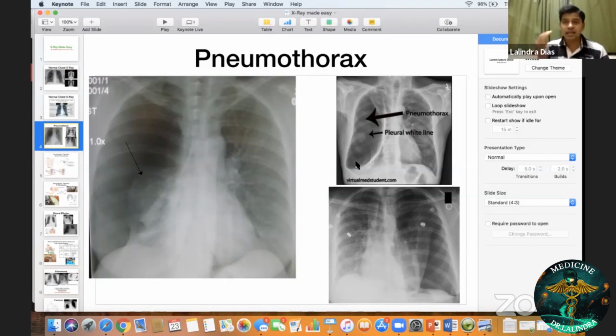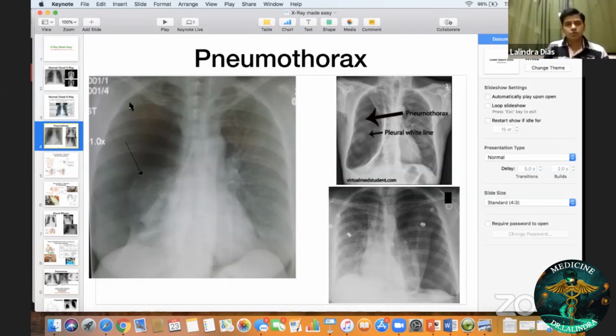You can see black air without any lung markings. Those white streaky shadows that you see here are not seen in this black area. So it's purely black and there are no white streaky shadows of lung markings. So that is called a pneumothorax.